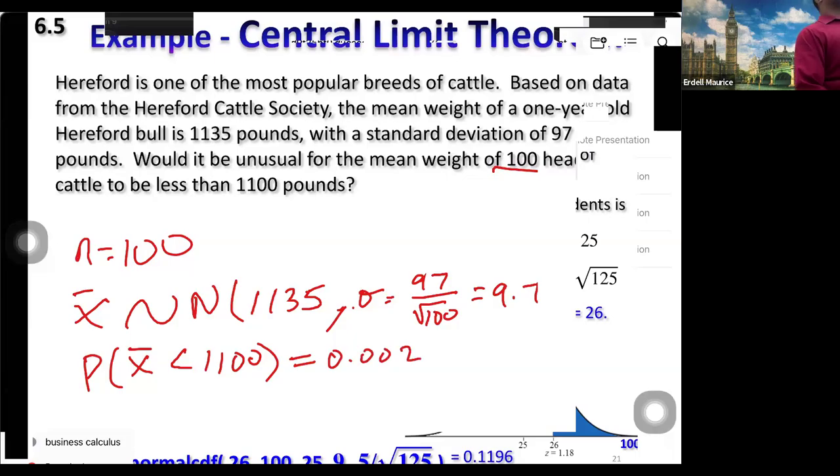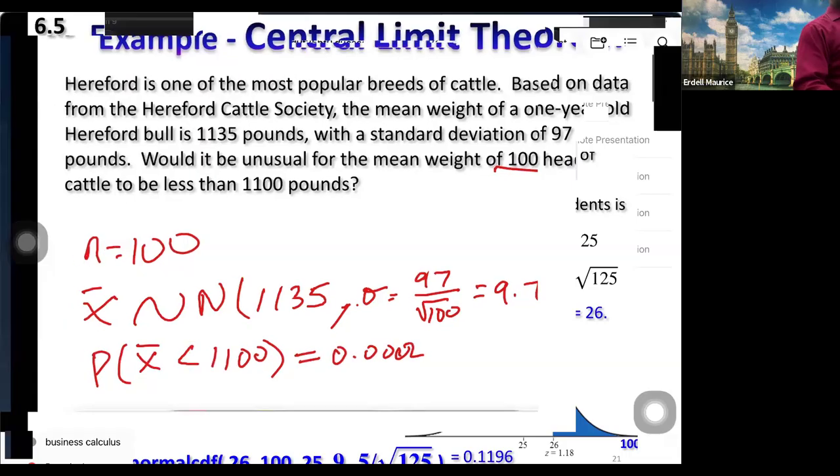0.0002? I'm missing a 0. Is that what we got? I'm missing a 0? I can squeeze it in right here. Is that what we got? Yes. I mean, I'm about to show you, but yes. Okay, well, let's do it together then.